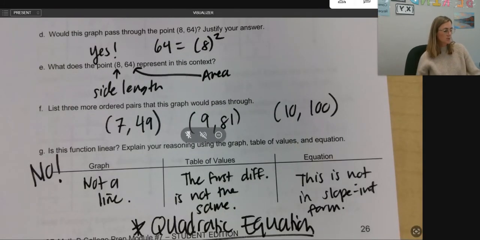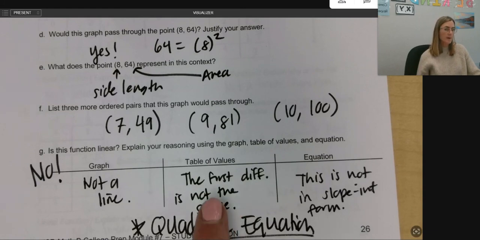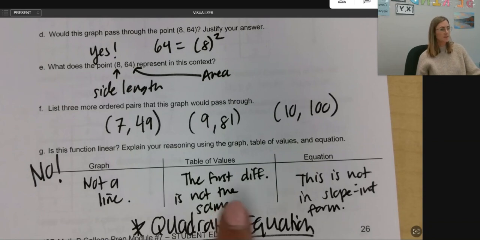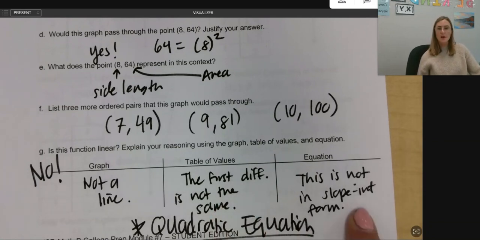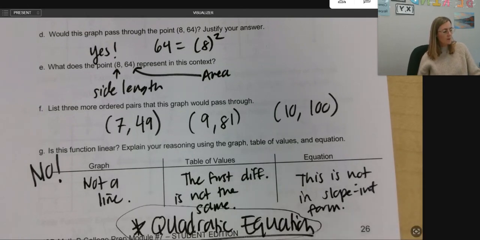So your explanation should look something like this. For the graph, this is not going to form a line. It's curved. For the table of values, the first difference is not the same. From 1 to 4, I add 3. From 4 to 9, I add 5. From 9 to 16, I add 7. Those are different numbers. In the equation, this is not in slope-intercept form, but it is important to remember that when you have something where it's squared, this is going to be a quadratic function.